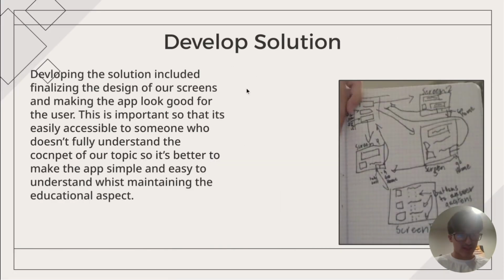So here are our screens. We have 1 through 5, and we have the informative screens. We have this little quiz that you can take down here. And basically, we're just showing all the aspects of what we believe is going to be in our app.